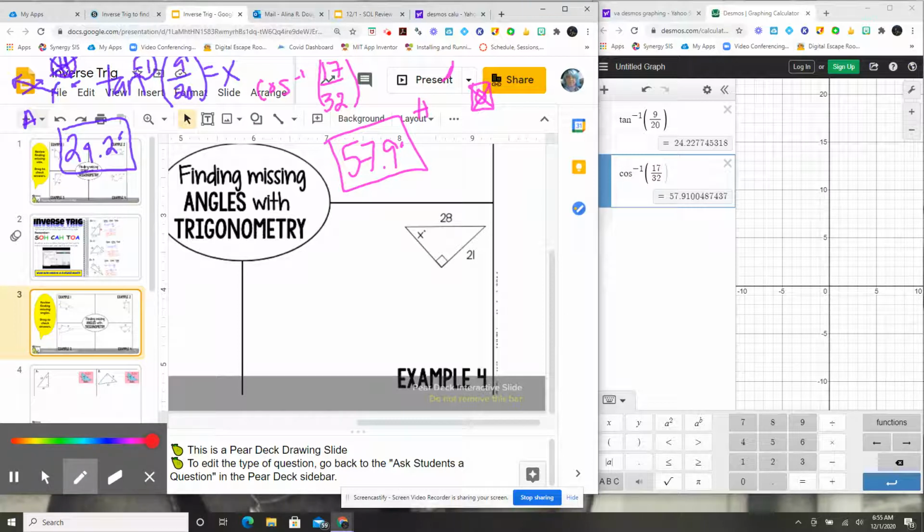So I'm going to pause here for a minute. I want you to pause me. Try to label your O, A, and H and decide whether you're going to use inverse sine, inverse cosine, or inverse tangent.